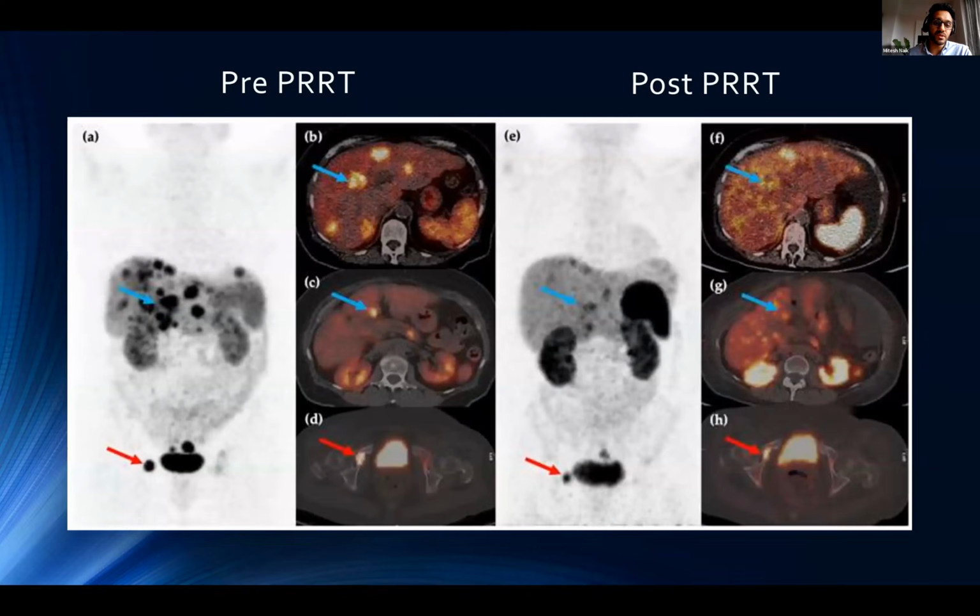So here I have an example of a patient who had widespread disease, metastatic, progressed on lanreotide. 4 cycles of lutathera were given, and there's a favorable partial response with reduction in extent and uptake of both hepatic and extrahepatic sites of disease on the right.